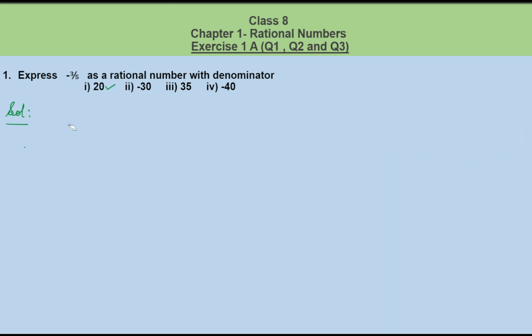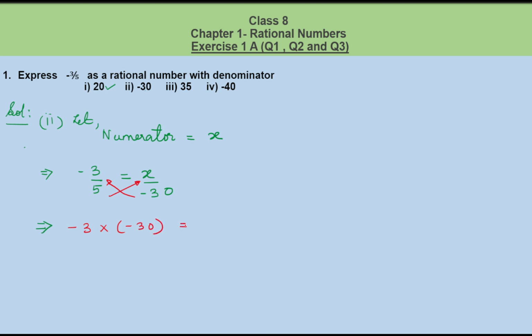Moving forward to the second one, we again assume that the numerator here is x. Again, you can take any variable. Minus 3 by 5 will be equal to x upon, since I'm solving the second one, the denominator here would be 30. Now you need to do cross multiplication again. So minus 3 gets multiplied with minus 30 and x gets multiplied with 5.